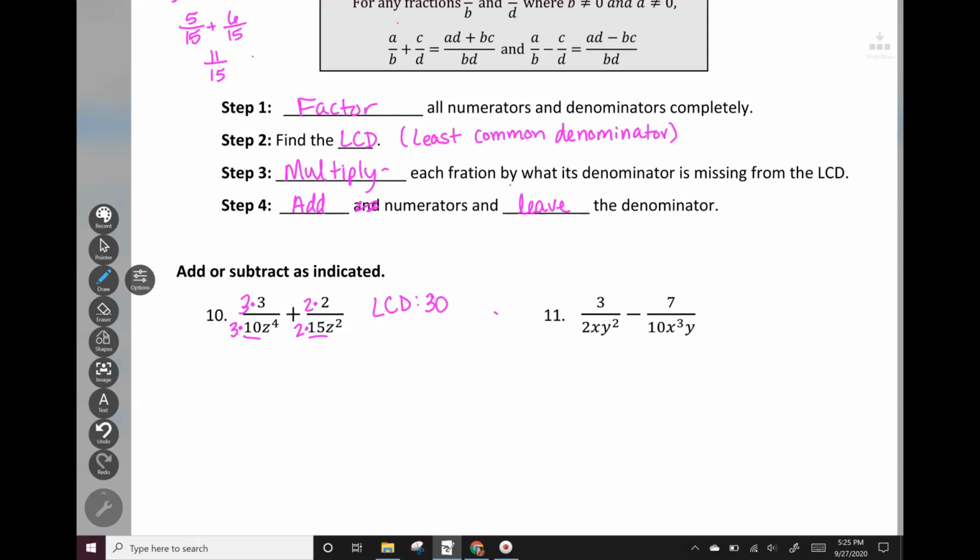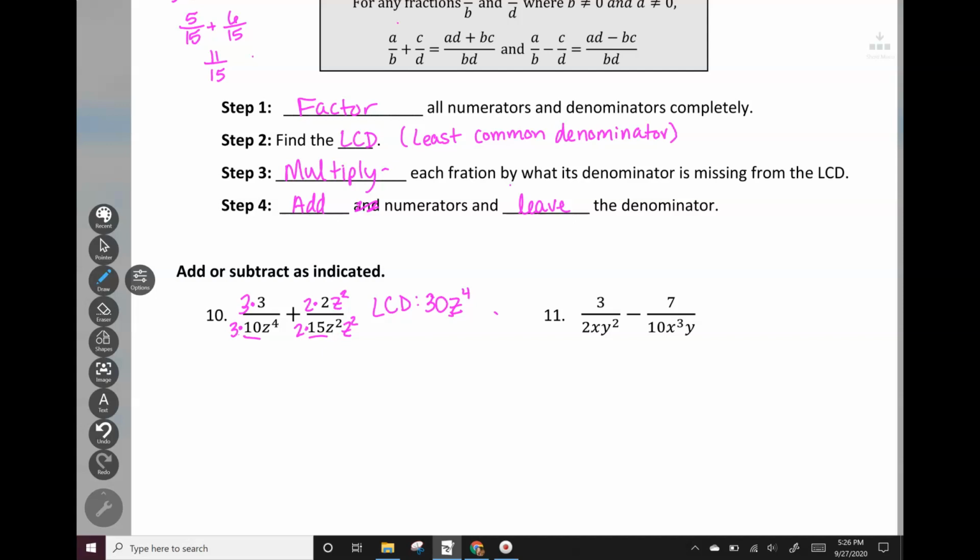Okay, not only is the LCD 30, but you also have to look at that z, so it's always going to be whatever the higher exponent is, right? Because I can't make this one go down any, but I can make this one go up. So to make them match, we're going to go for z to the 4th. So for the second fraction, in order for that to become z to the 4th, I'm going to multiply by z squared on the top and the bottom.